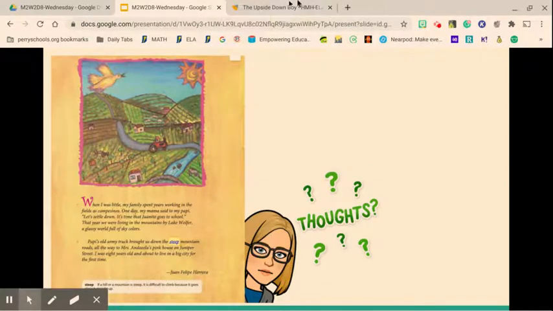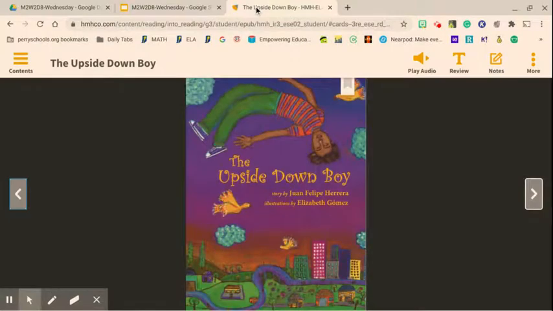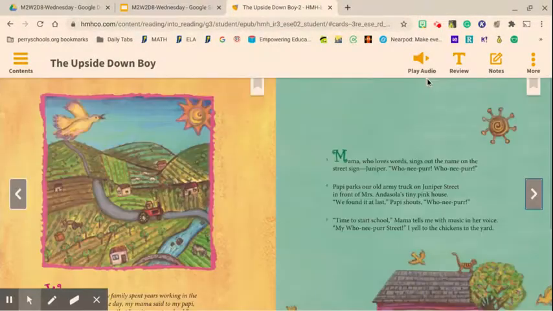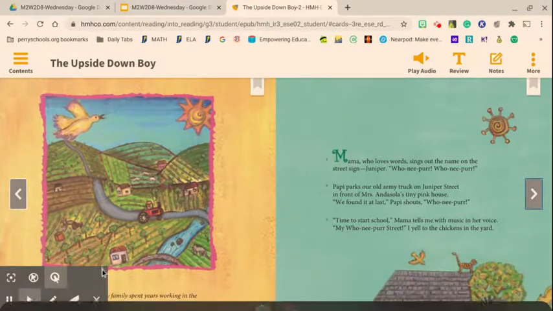We are going to go through and listen to the text. So we have The Upside Down Boy, and we're on page 151.